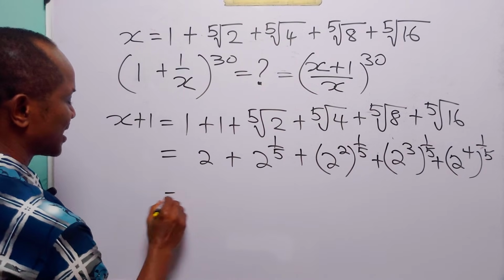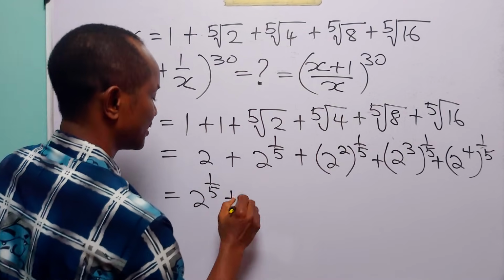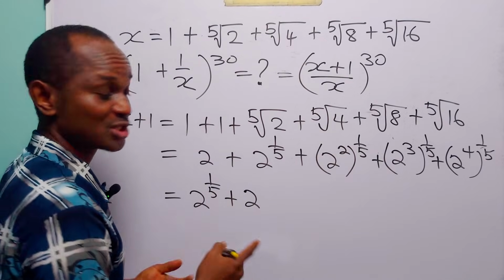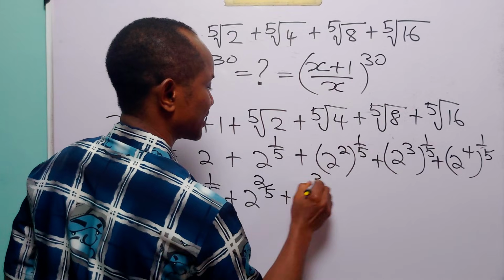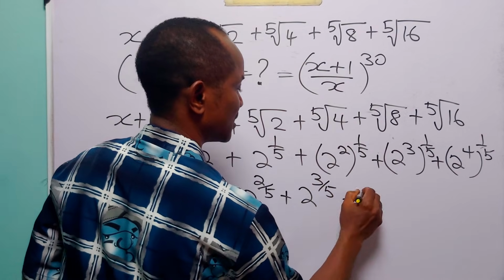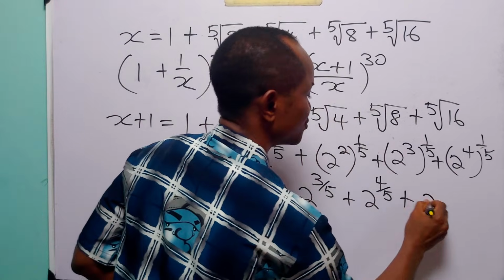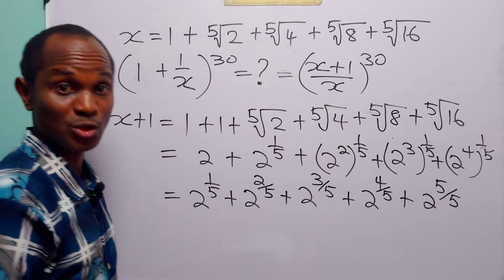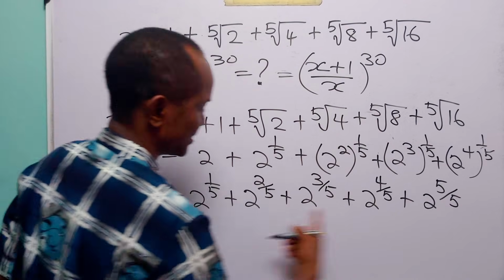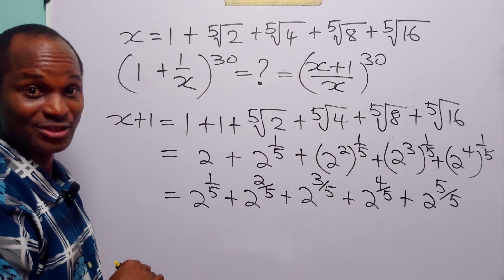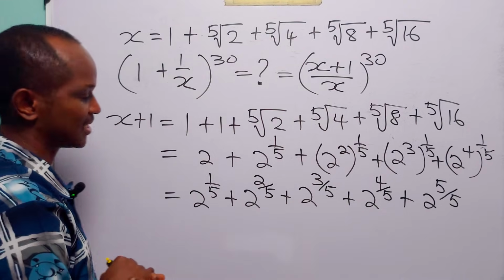Now, from here, we can write this as 2 to the power 1/5 plus 2 to the power 2 times 1/5, which is 2/5, plus 2 to the power 3/5 plus 2 to the power 4/5 plus 2 to the power 5/5. Of course, you know that 5/5 is equal to 1. Now, when you look at this, you're going to see a geometric series with 1, 2, 3, 4, 5 terms.